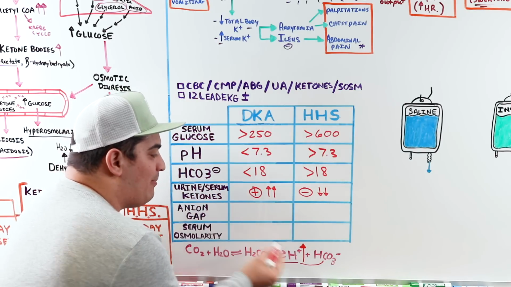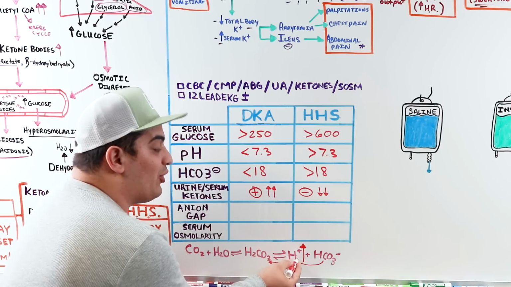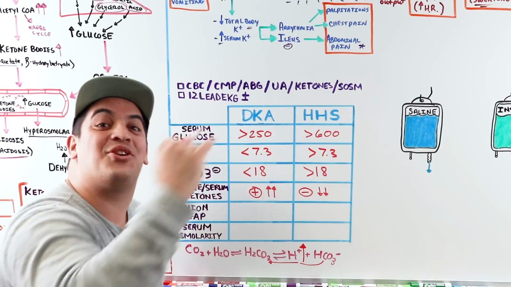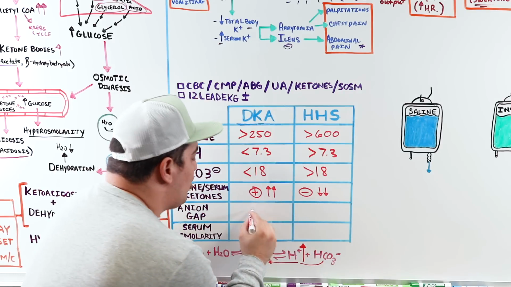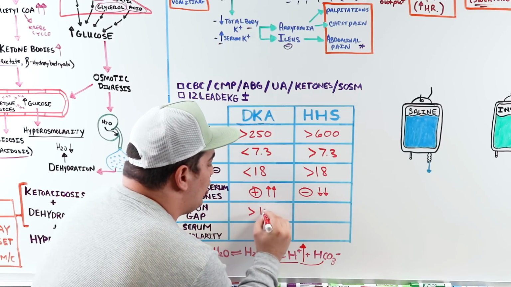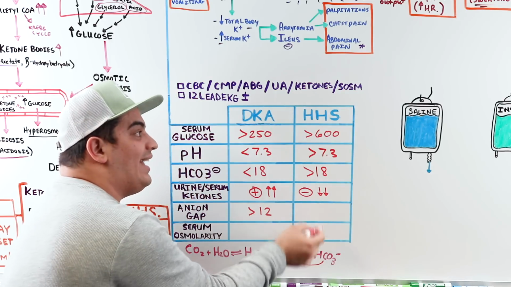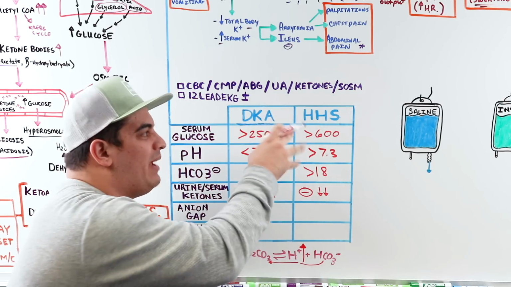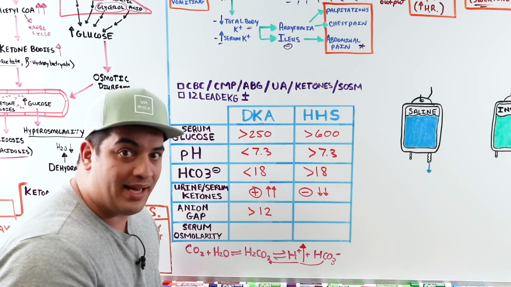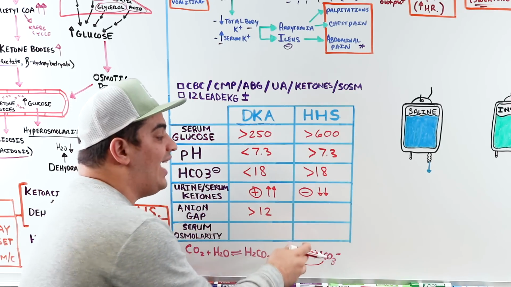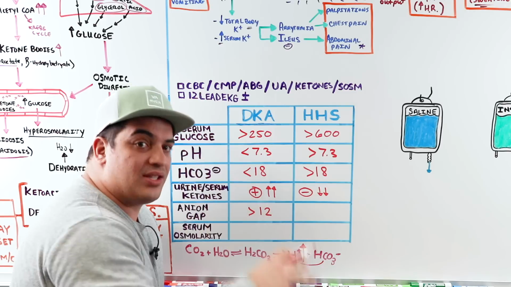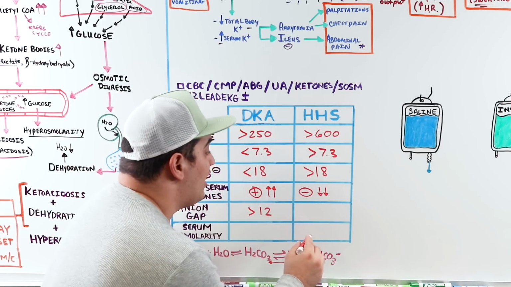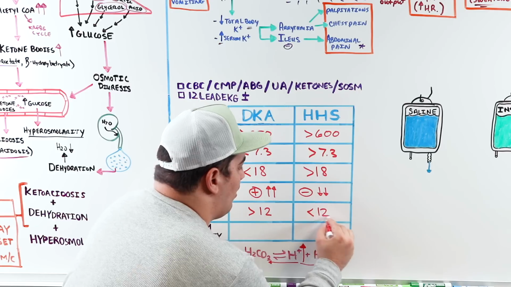Anion gap. Now remember, in those with DKA, they produce those ketone bodies. That increases the unmeasured anions. That increases the anion gap. So because of that, their anion gap is going to be greater than 12. In HHS, there's not that much ketone body production because they can still make a little bit of insulin because they're type 2 diabetics generally. If that's the case, then there's not going to be as much ketoacidosis and not much effect on that anion gap. So their anion gap is going to be less than 12.